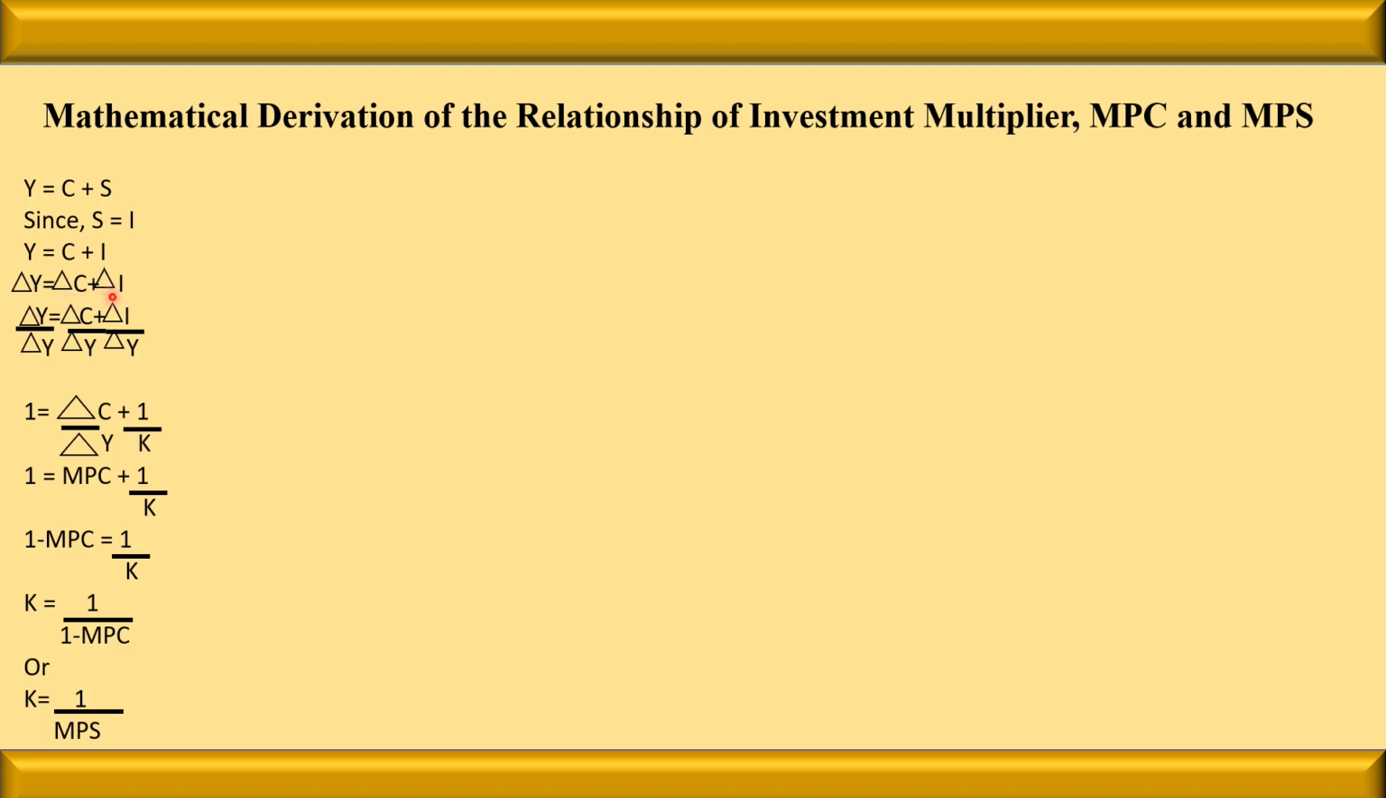If we divide this equation by delta Y, it will always be equal. If we divide delta Y by delta Y, delta C by delta Y, and delta I by delta Y, we can represent it in this way also.